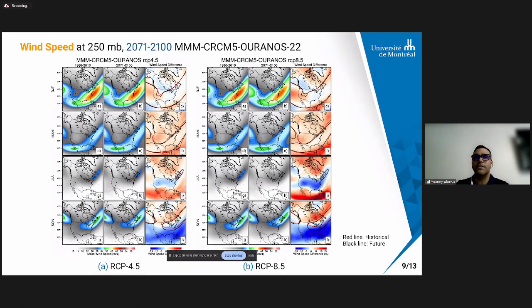And it's important to notice that for summer, the decrease in the jet stream wind speed values is so notable that in some points, wind speed values over 30 meters per second, which is the blue color, tend to disappear.